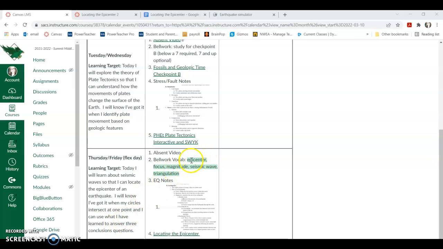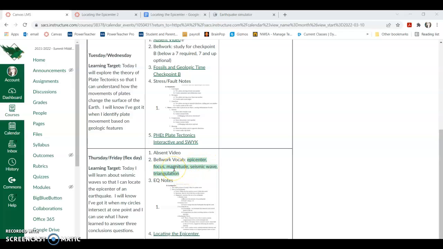Your bell work for the day is to add the following vocab terms to your fossils and internal earth processes notes document in the vocab section. You are adding epicenter, focus, magnitude, seismic wave, and triangulation. All of these words are about earthquake concepts, so when you look up the definition, please be careful and make sure that you include earthquake epicenter definition, earthquake focus definition. Otherwise, you're going to get a definition for focus that doesn't really apply to earthquakes specifically.